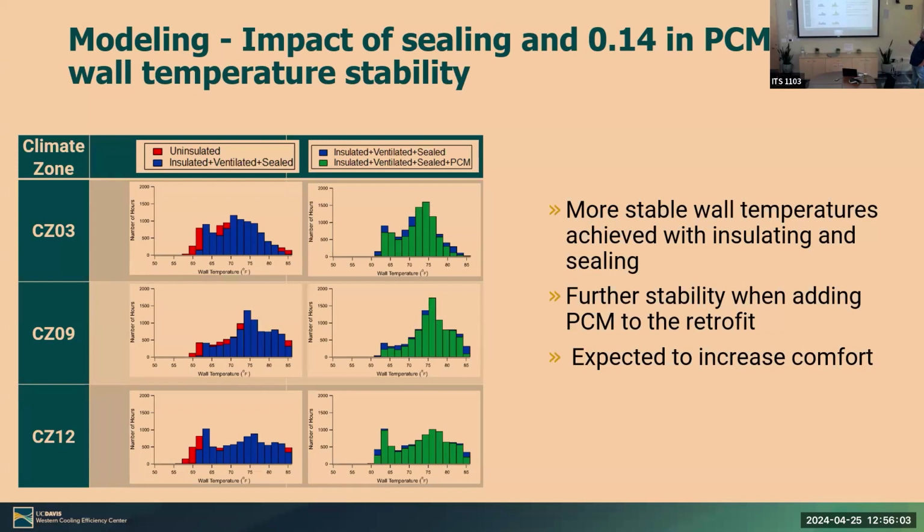Going on to the impact of PCM on wall temperature stability. Wall temperature stability greatly relates to thermal comfort of the home. As you can see, adding insulation plus ventilation and ceiling narrows that temperature spread on the wall quite drastically, but adding PCM narrows it even further. So there is evidence that we would see expected thermal comfort, and I think that was reflected by our surveys for the residents for the field installation.